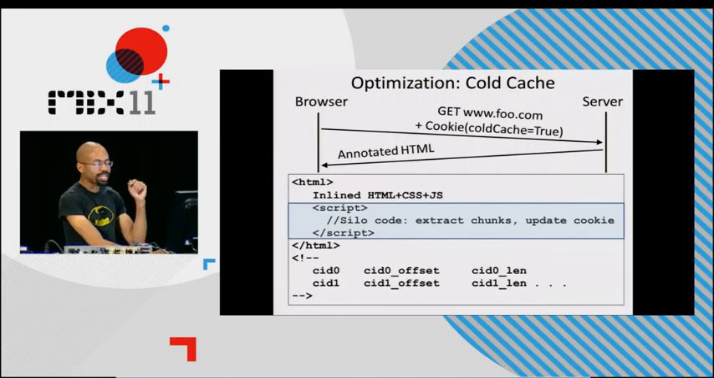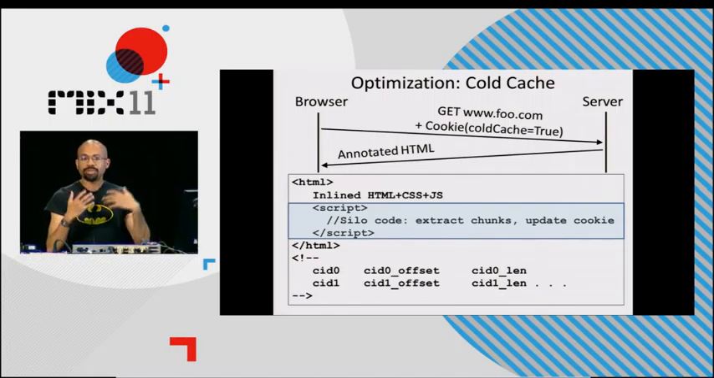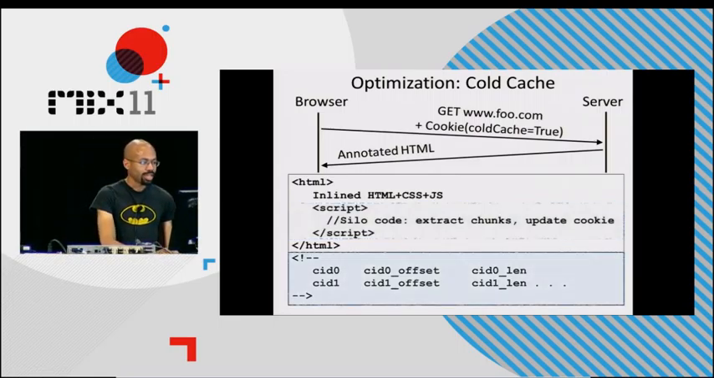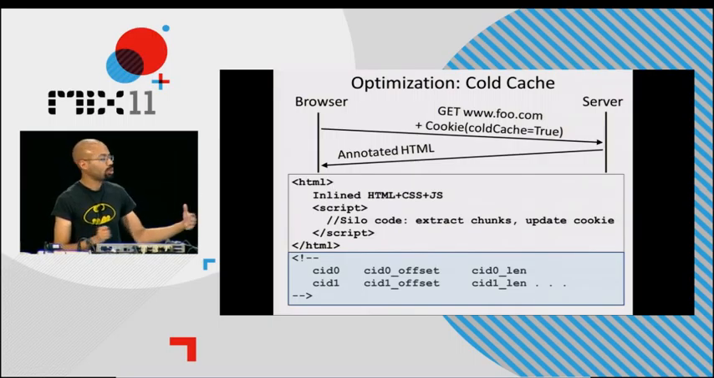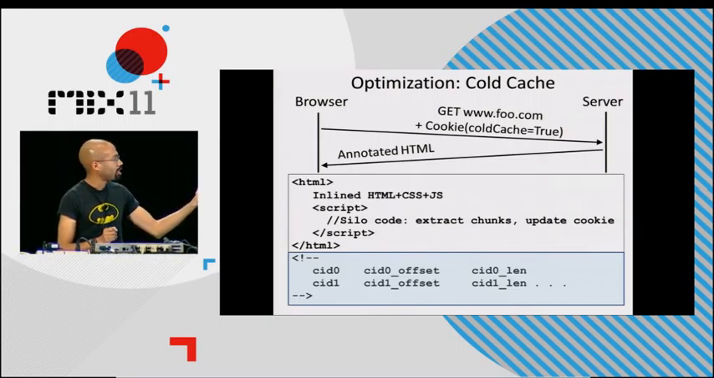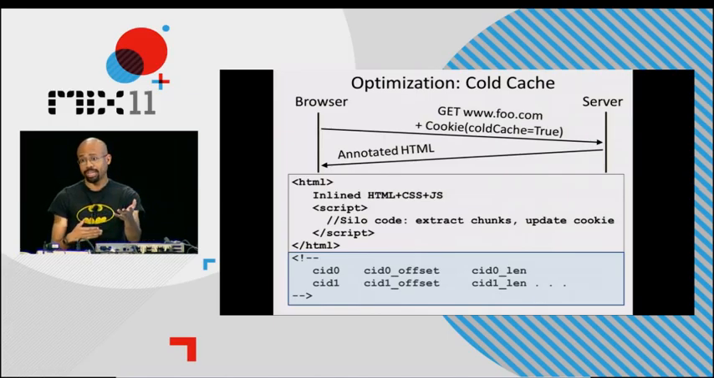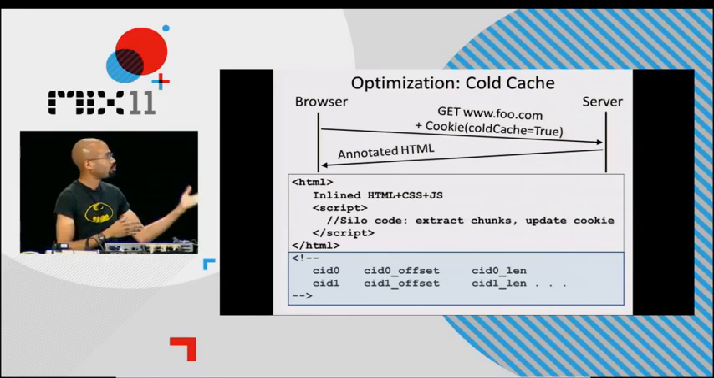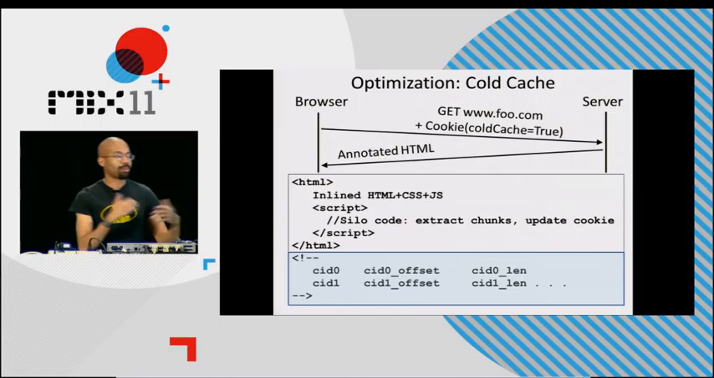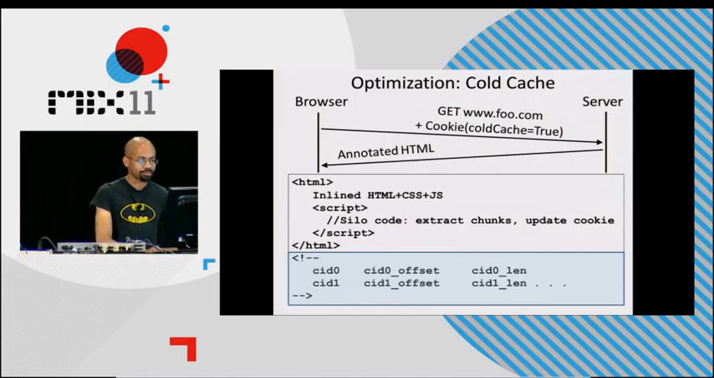Now, at the end of that inline file, we have the Silo code that's going to extract the chunks, update the cookie, and do all this kind of stuff. And note that in this HTML comment, at the end of the annotated HTML, that's where we have the chunk ID, the SID, the offset within the annotated HTML where that chunk begins, and then the length of that chunk. Okay? So what's nice about this is that if the client cache is cold, we still fetch all the data in one HTTP round trip, and we can do the chunking operations asynchronously in the background.